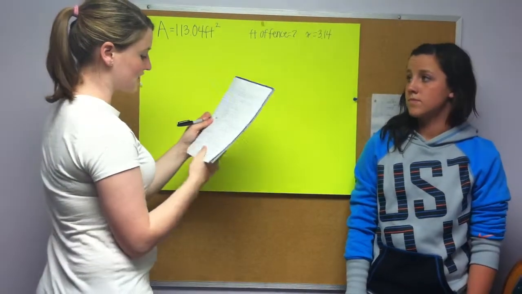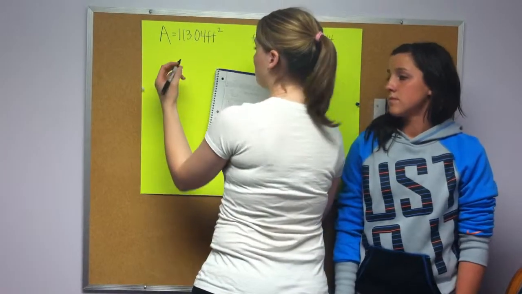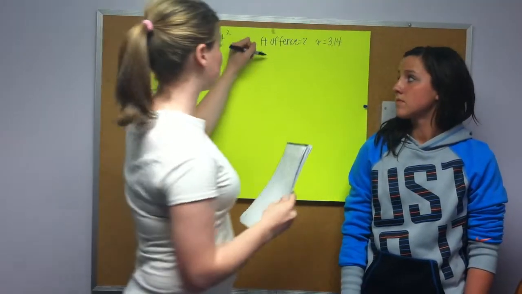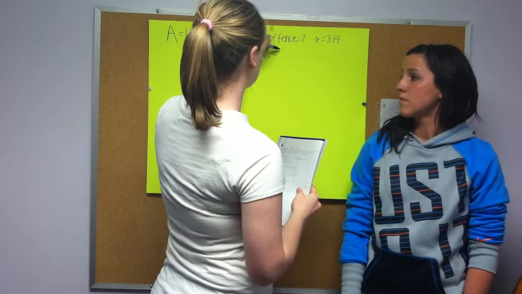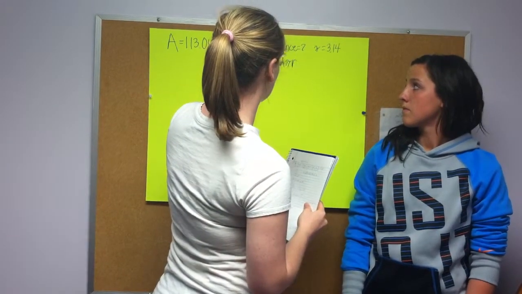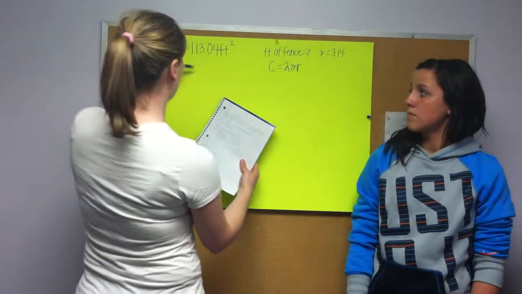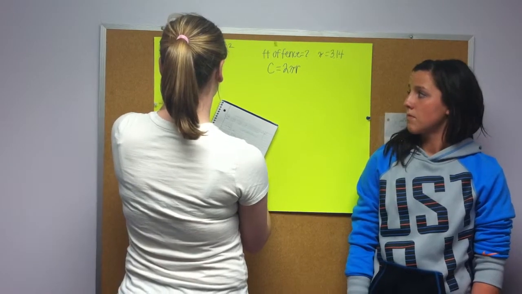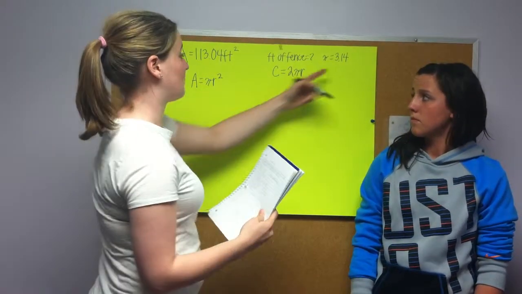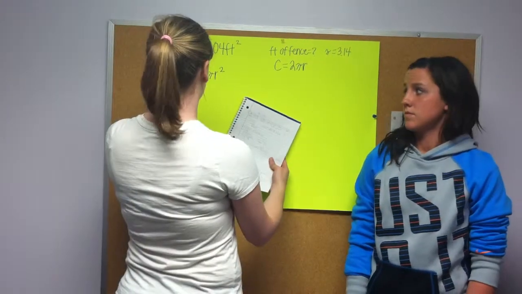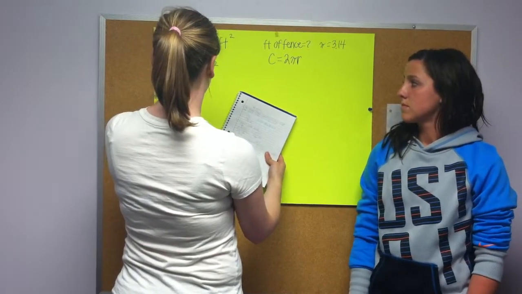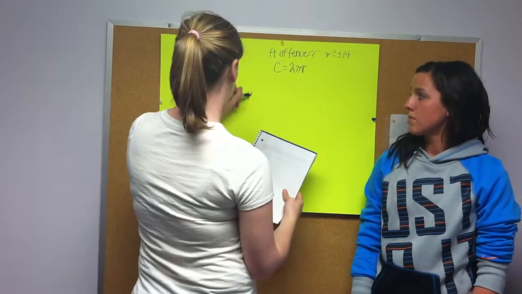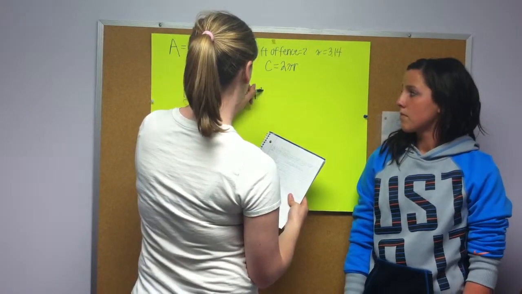Okay, so what you're going to do first is, since you're given the area, figure out what the radius was, because to figure out how many feet of fence you need, you have to use the circumference equation, which is C equals 2 pi r, where r is the radius. So the area equation is A equals pi r squared, where you're given A, and we're going to use 3.14 for pi. So A is 113.04 feet squared equals 3.14 times r squared.